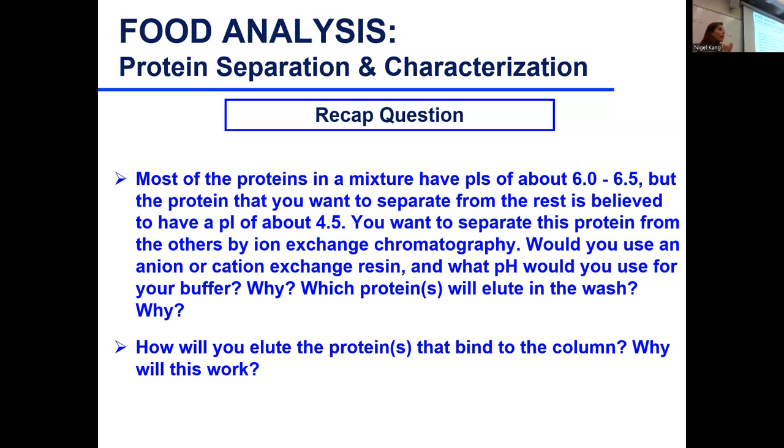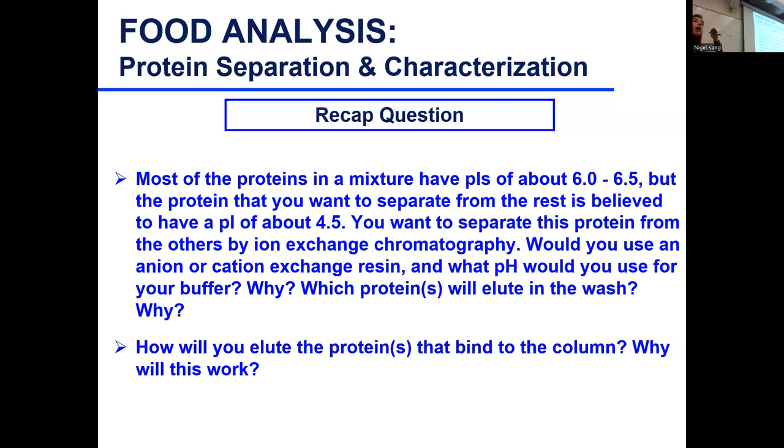Any pH higher than 4.5 and lower than 6. Why? All of them are solubilized. None of them stick to the column. So if I work at pH 5 or 5.5, because I can't work at pH 6, I can't work at pH 4.5, any pH about 5 or 5.5 is higher than the isoelectric point of my desired protein.